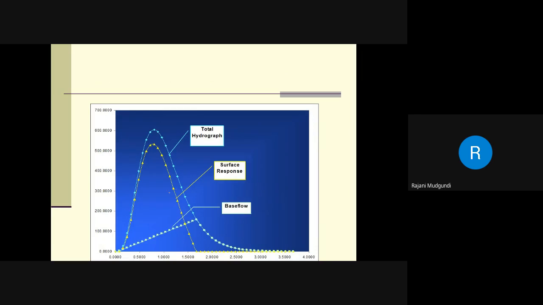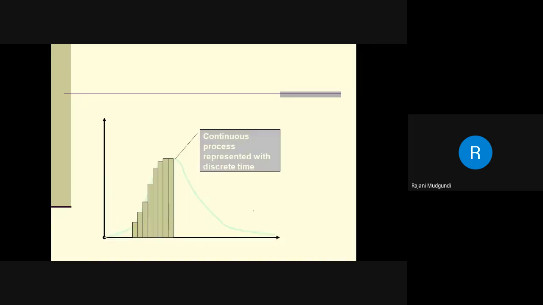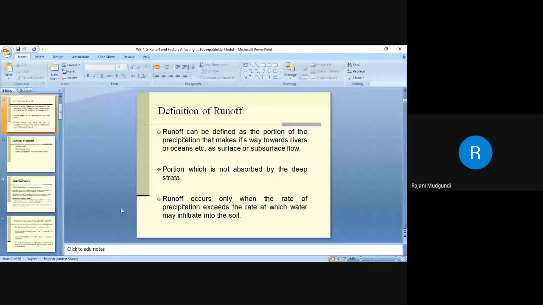So total hydrograph, out of which surface response is there, and we need to deduct the base flow. One more figure indicating the hydrograph, so continuous process presented with discrete time. So in the time slots also it has been mentioned over here, and a continuous process. So this was related to runoff.